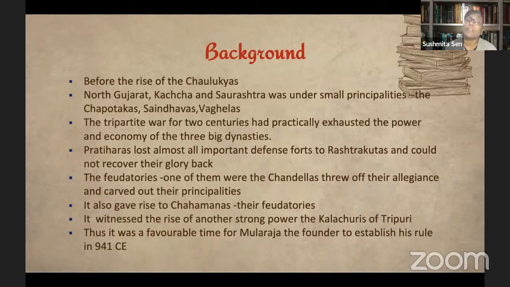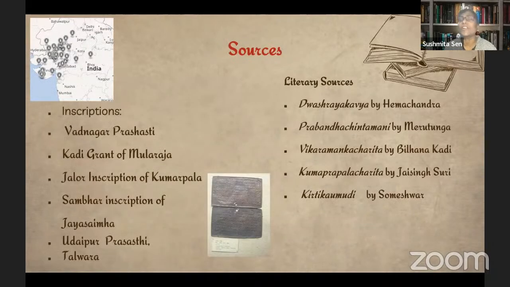So this was the favorable time for Mularaja, the founder of the Solanki dynasty, to establish his rule in 941 AD. If you see the literary sources, there are many inscriptions. I've given you the map. We have some in Rajasthan and very few in the Malwa region, but most of them are found in Gujarat. This is the Vadnagar Prashasti of Kumarapala, very important, which gives information regarding the history of this period. We also have the literary sources of very good laureates who resided in the courts of and were patronized by the kings of the Solanki dynasty.